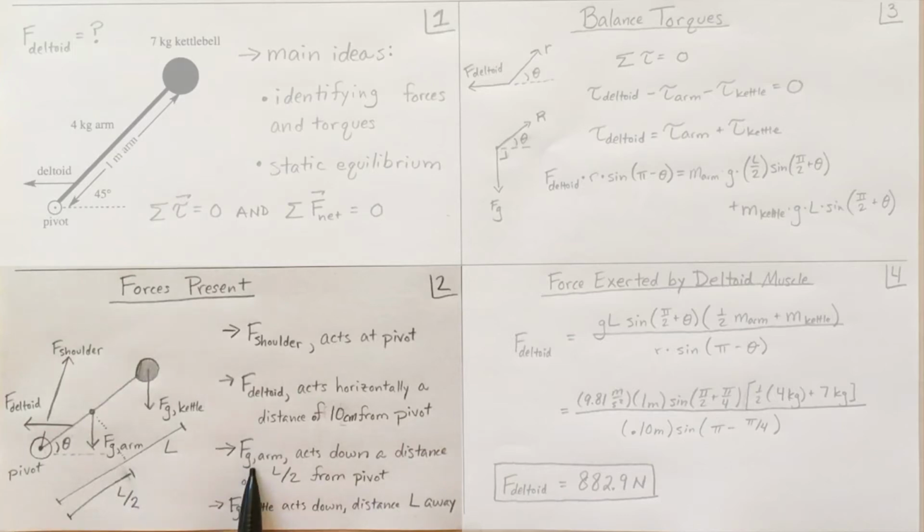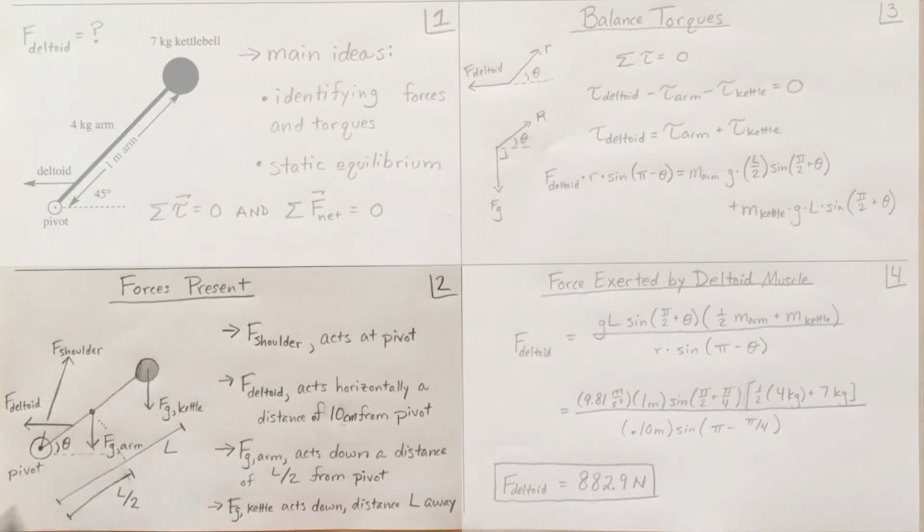The third force is the force of gravity acting on the arm, which is applied at the arm's center of mass, which is a distance of L/2 away from the pivot point. And finally, there's the force of gravity on the kettlebell, which acts vertically down and is a distance of L away from the pivot.